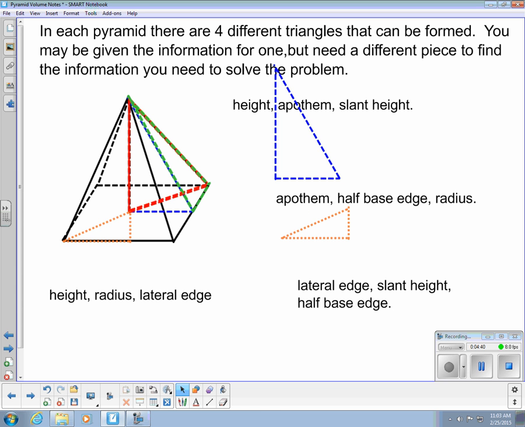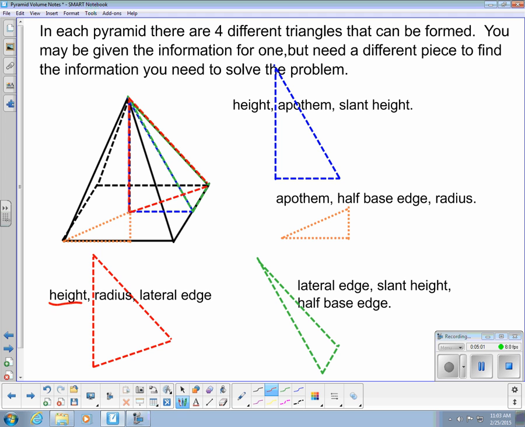Then we have a lateral edge, a slant height, and half the base edge. That's that green one. And then finally we have the last one, which is the height and the radius and the lateral edge. Now, this one right here has the height in it. This one right here has the height in it.